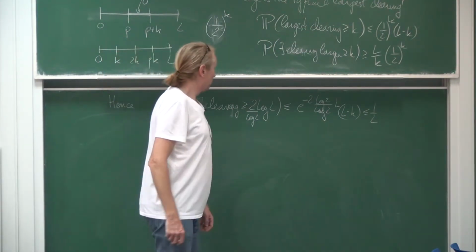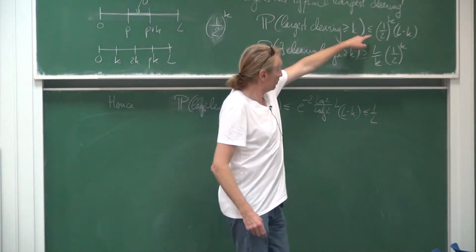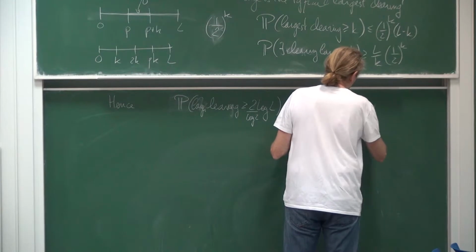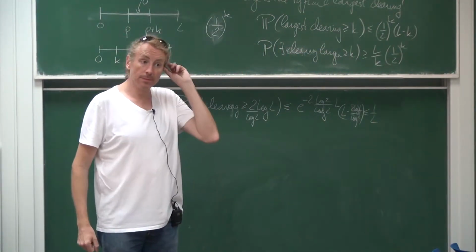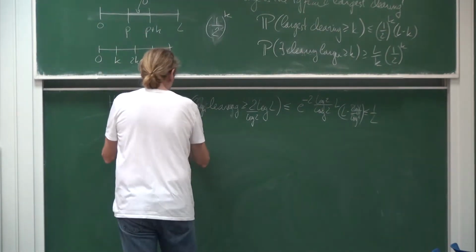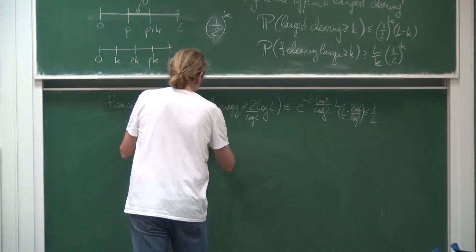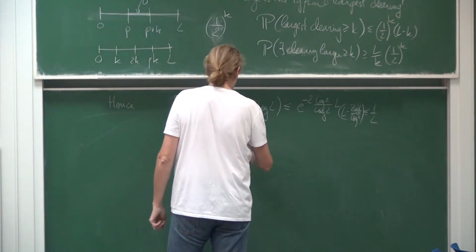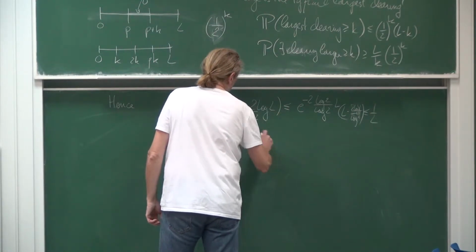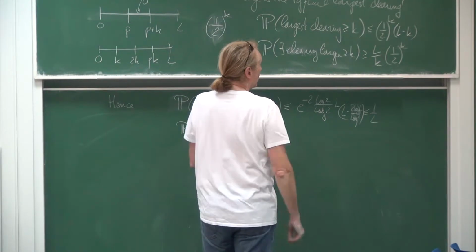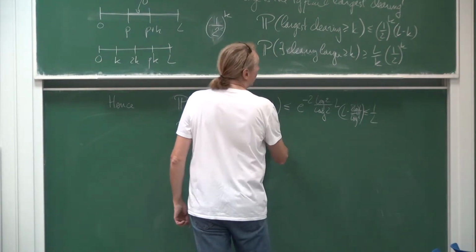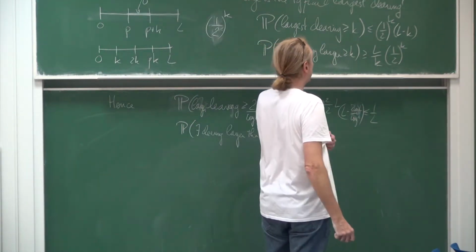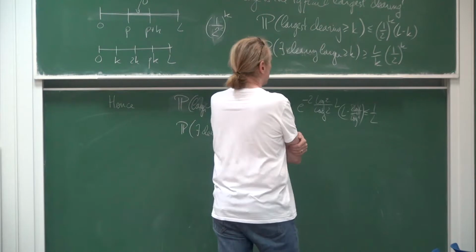Okay? I just use this. So here you have K. And now the probability that there exists a clearing larger than, what do I take here? Roughly the same thing. Larger than, no, sorry, I want this time, what do I want?